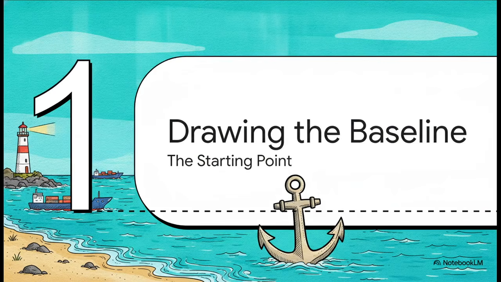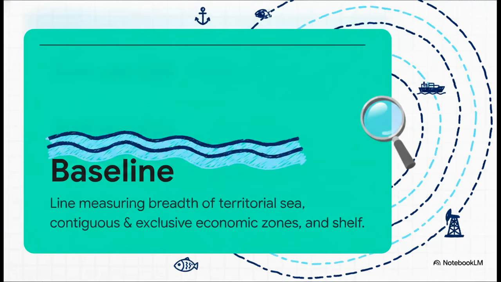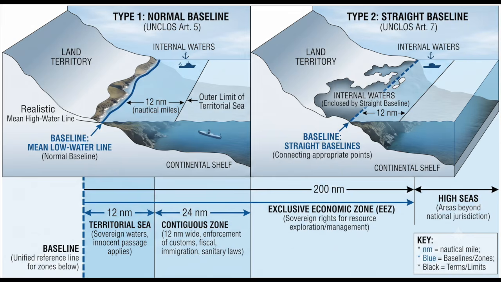All right, Section 1: drawing the baseline, the starting point for all zones. So our first stop isn't even in the deep water at all. We're starting right on the shoreline because this establishes the legal anchor for everything that happens out at sea. Under the legal framework, every single maritime zone calculation has to start from what's called the baseline. Basically, if you don't know where your baseline is, you can't measure any of your ocean territory. It's the fundamental starting line from which the breadth of the territorial sea, contiguous zone, exclusive economic zone, and continental shelf are all measured.